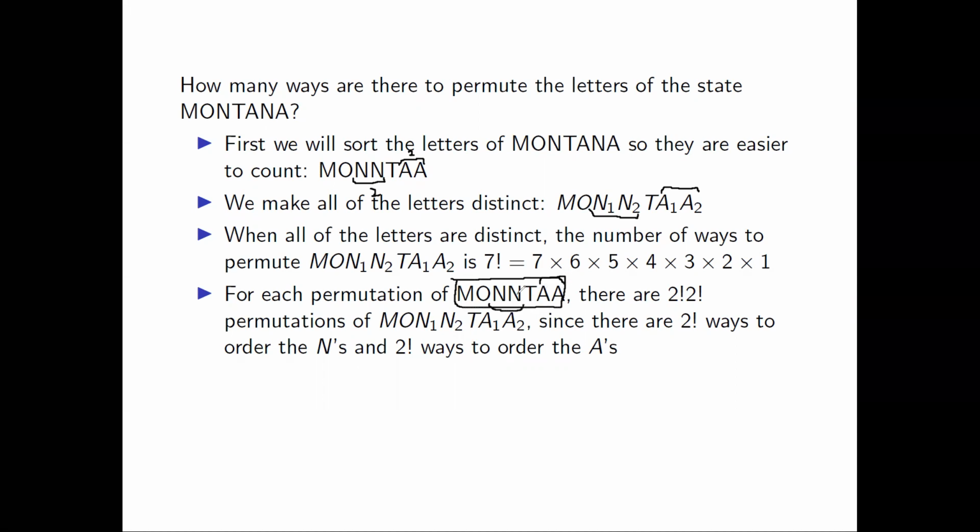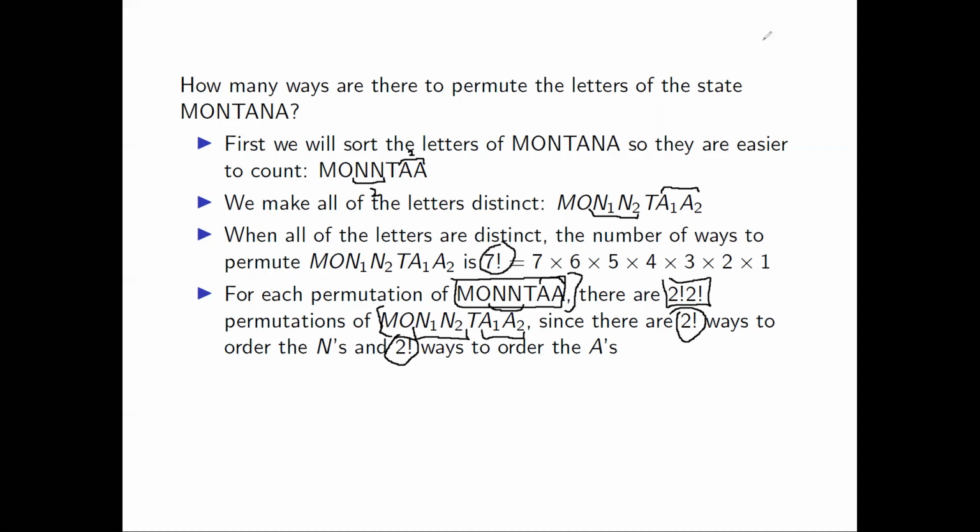In the 2 slots for the N's, we have 2 factorial ways to put the N1 and the N2. We can put them in either order. And in the 2 slots for the A's, we also have 2 factorial ways to order the A1 and the A2. You can put them in any order. So the number of permutations with the subscripts right here is going to be 2 factorial times 2 factorial times the number of permutations without the subscripts. And we already found the number of permutations with the subscripts. That was this 7 factorial right here.